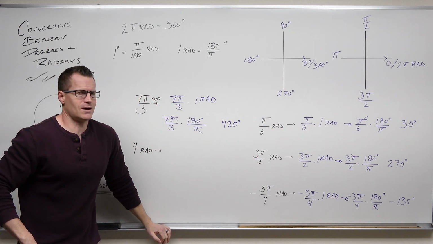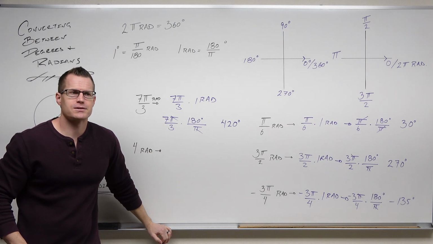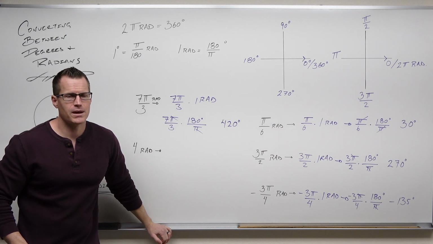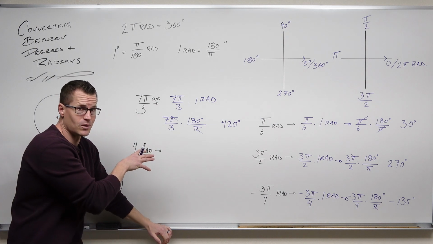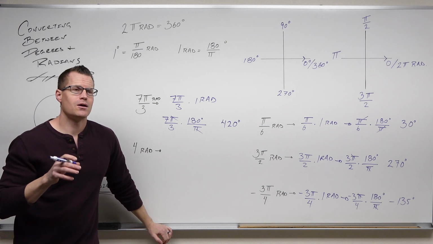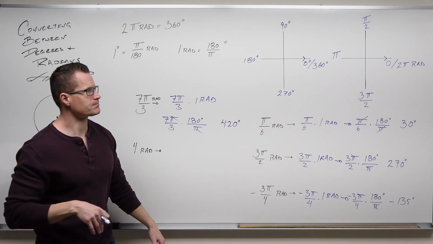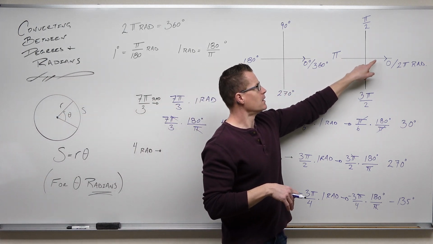Last one, 4 radians. You go, there's no pies. What are you going to do with no pies? Well, if you have no pies, it's not going to cancel, and you're going to probably end up with a decimal. So 4 radians, before we go any further though and do that, think about where that would be on a unit circle on this XY plane.